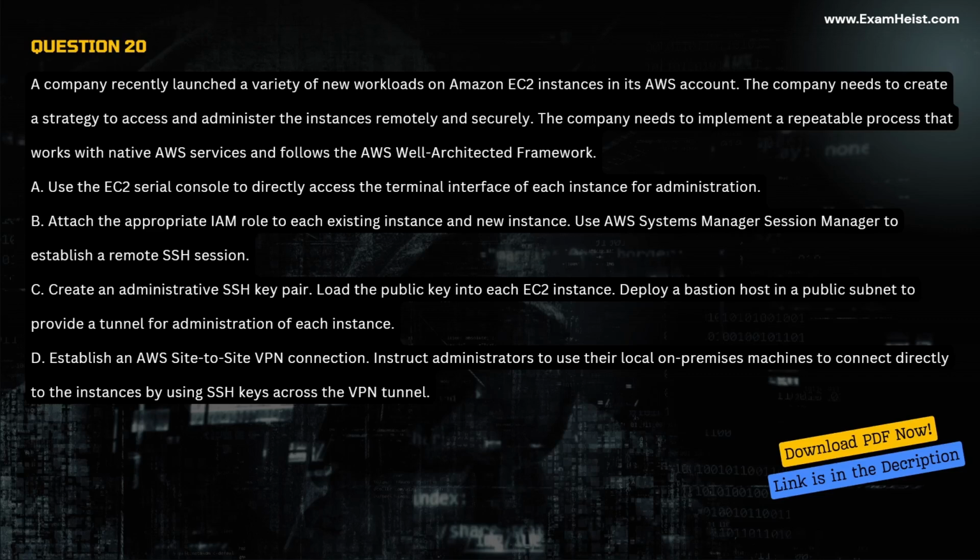D. Establish an AWS Site-to-Site VPN connection. Instruct administrators to use their local on-premises machines to connect directly to the instances by using SSH keys across the VPN tunnel. Correct answer B.